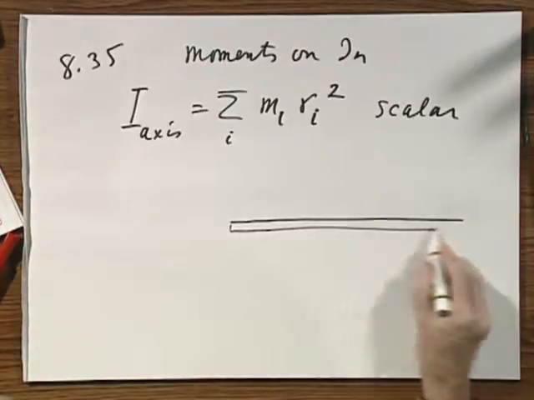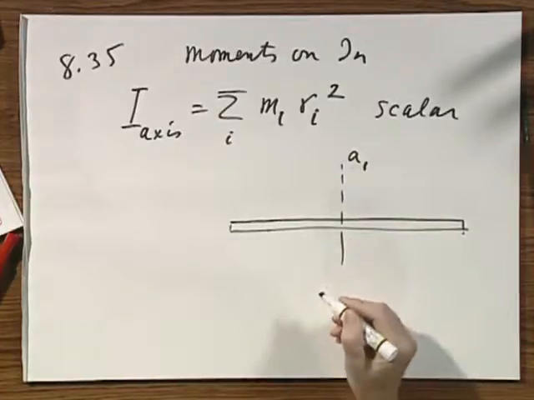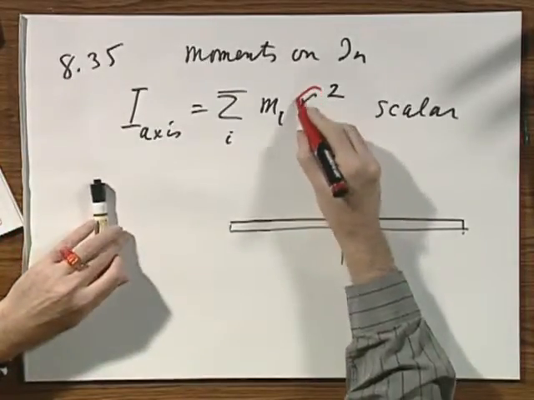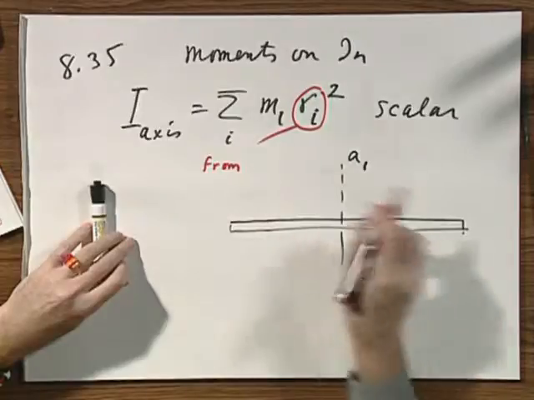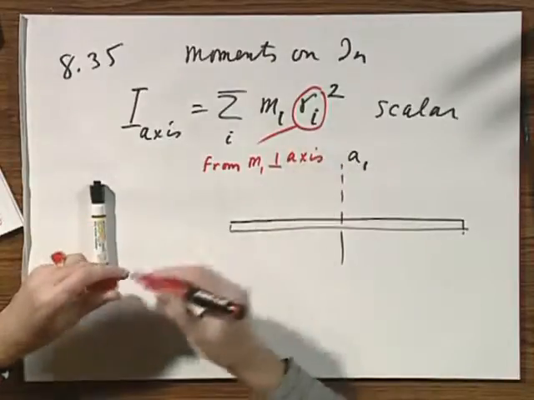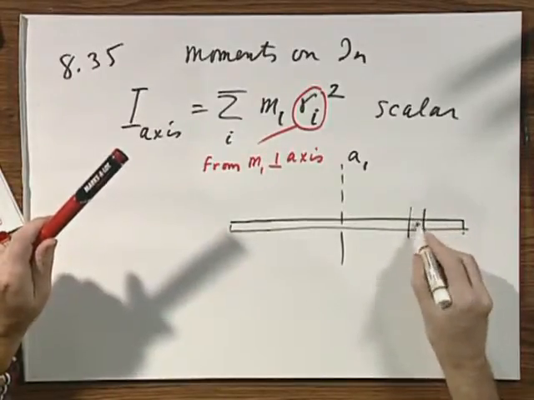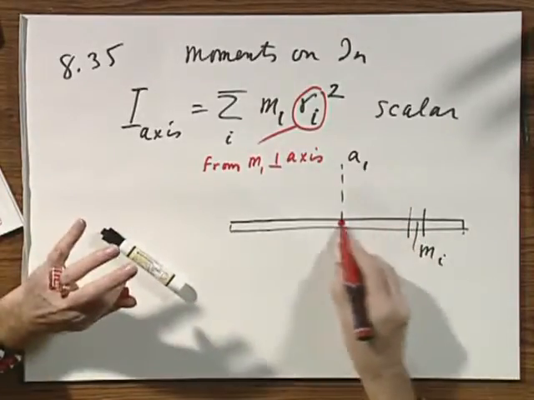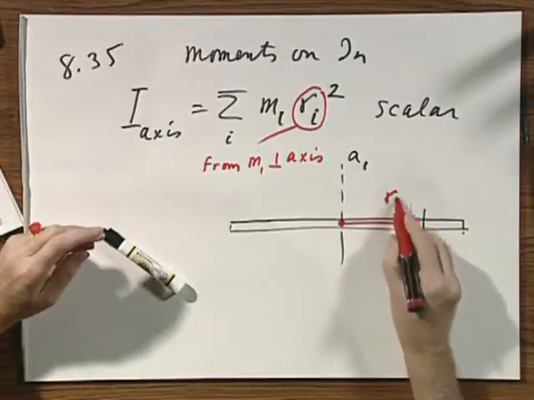Suppose I have here a rod, and right through the center I would have an axis which I call A1. Now the way that we defined Ri is as follows. Ri is measured from little mass elements Mi perpendicular to the axis. That's the definition of this Ri. So in this particular case, if I slice out here a little mass Mi, then I would have a position vector measured from this point, because that is the perpendicular from Mi to the axis. So this would be Ri.